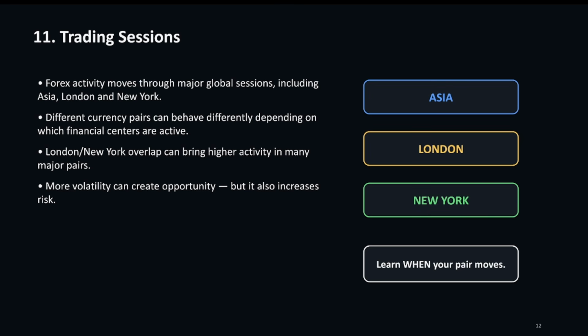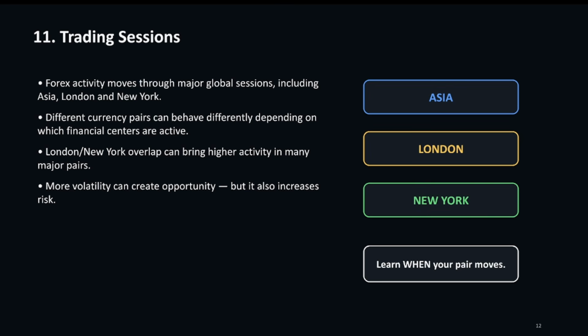Next thing, different currency pairs can behave differently depending on which financial centers are active. If I'm going to be trading in the London session, I'm going to be trading pairs like Euro USD and GBP JPY, because the Euro and the GBP are most active in the London session, since that is where the currency is mainly being used. Now let's say we have the New York session. I'm going to be trading pairs like USD JPY. You can still trade USD CHF, a lot of different things.